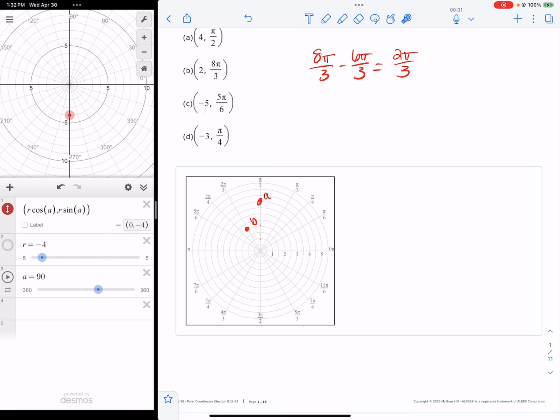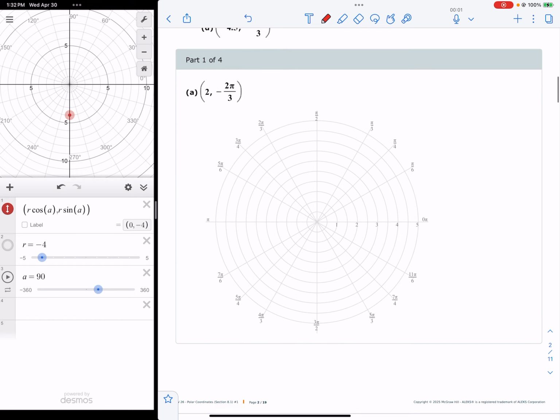All right, negative 5 pi over 6. So find 5 pi over 6, which is here. But because it's a negative 5, instead of going towards 5 pi over 6, I go the opposite way, 5. So I'm going to be here. And then negative 3 pi over 4, so opening to pi over 4 puts me here. If it was positive 3, I'd be out this way, but since it's negative, I go this direction, 3. And that is D.